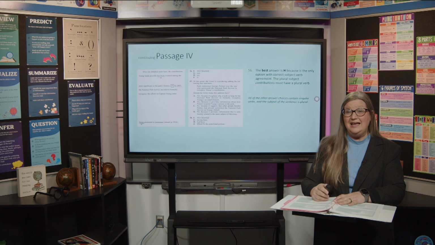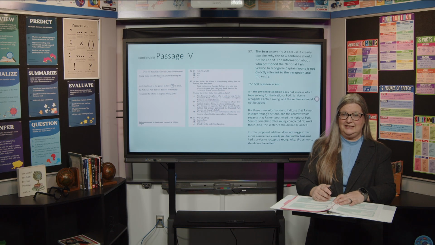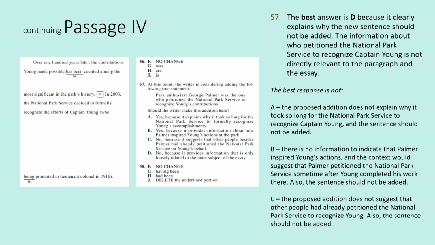All right, 57 does have a question stem, so let's look at it. 57 says, at this point, the writer is considering adding the following true statement. Park enthusiast George Palmer was the one who petitioned the National Park Service to recognize Young's contributions. So it's asking you to make a judgment. Should the writer make this addition here where that box 57 is? And so you have to first decide, yes or no, and then your reasoning behind the yes or no.